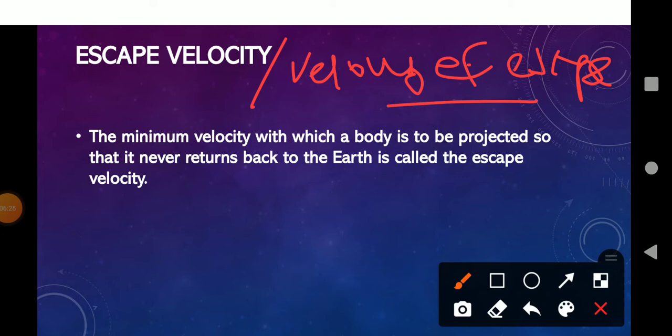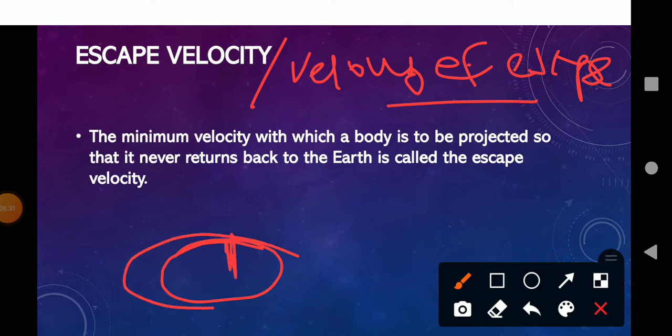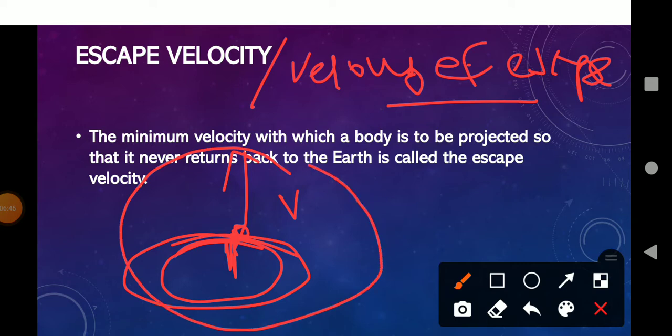That means if you consider a man at the surface of the earth throwing a ball with a velocity v, such that the ball never returns back to the earth, then v is the escape velocity. So the minimum velocity with which a body is to be projected so that it never returns back to the earth is known as the escape velocity.